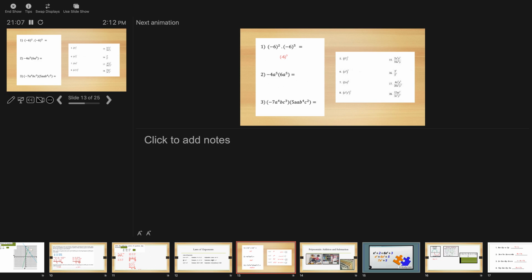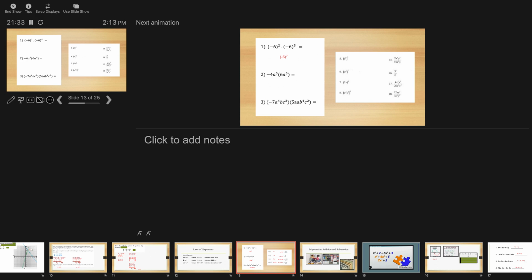Okay, so for number 1, that's negative 6 to the 7th, right? Keep the base the same. Some students might think it's 36 to the 7th. That's not so. When we did that law that said x to the a times x to the b, it was x to the c. In other words, that base stayed the same all the way through. Again, x to the a, x to the b, x to the c.